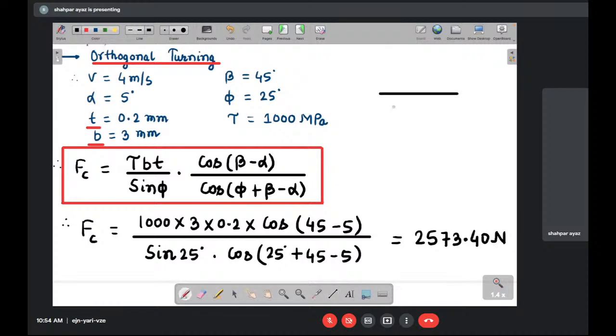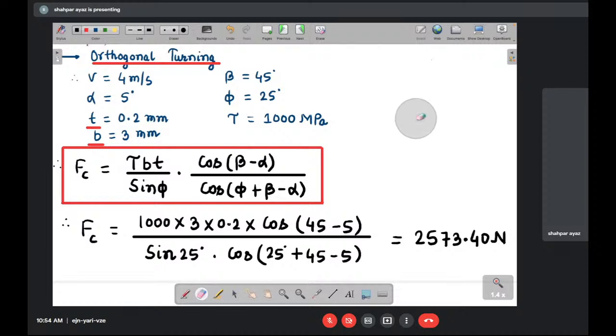This value is your 0.1786. Okay, 1000 into 3 into 0.2 into cos 40, divided by 0.1786. Yes, that is absolutely right. We are getting, everyone. No problem in that.